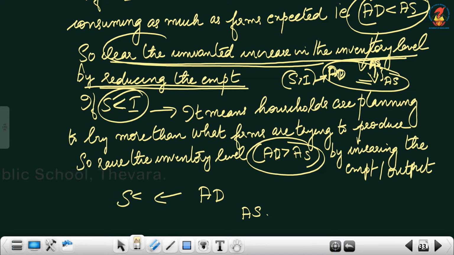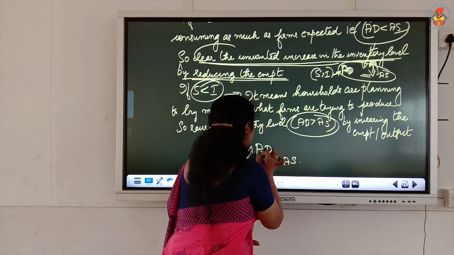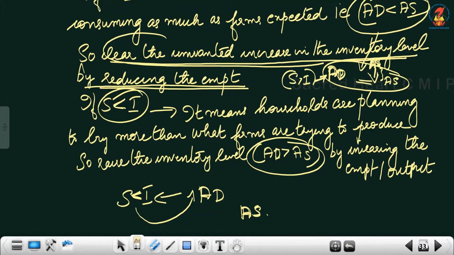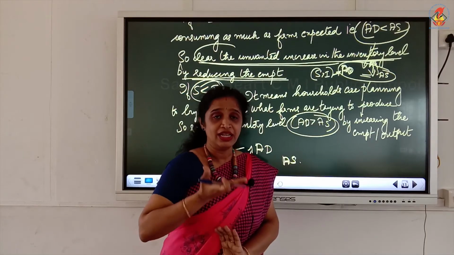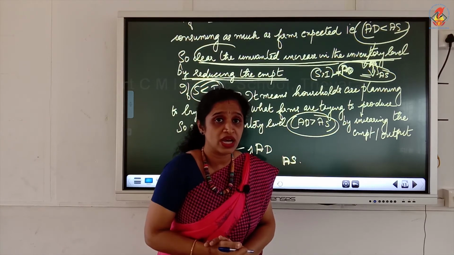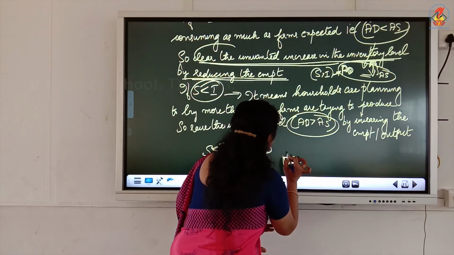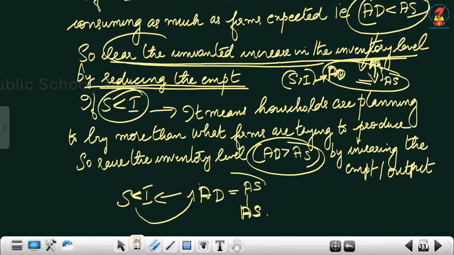Why? Because saving is less than investment. Saving being less than investment means people are spending more. They are planning to buy more. Expenditure is more. That is why aggregate demand is higher and aggregate supply is less. So what has to be done? The economy has to meet that aggregate demand. Therefore, increase the employment level. If the employment level of resources is increased, definitely aggregate supply will go up. Aggregate supply starts rising and reaches a point where aggregate demand becomes equal to aggregate supply.